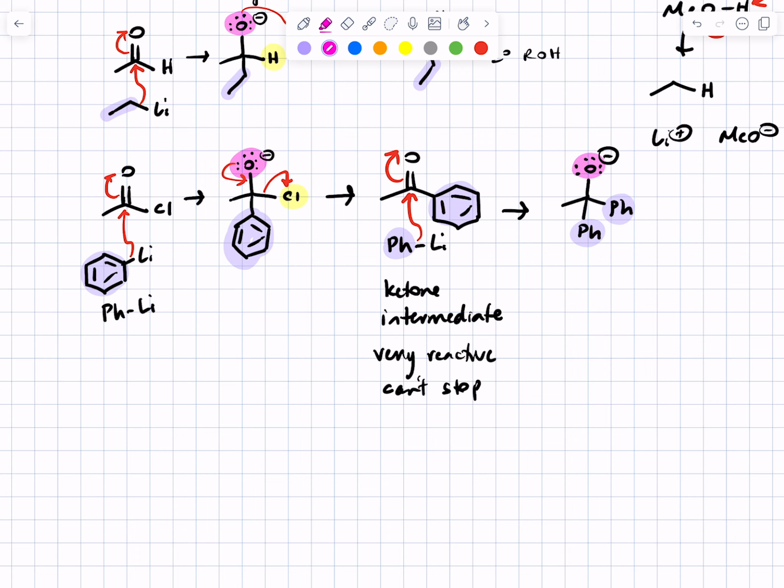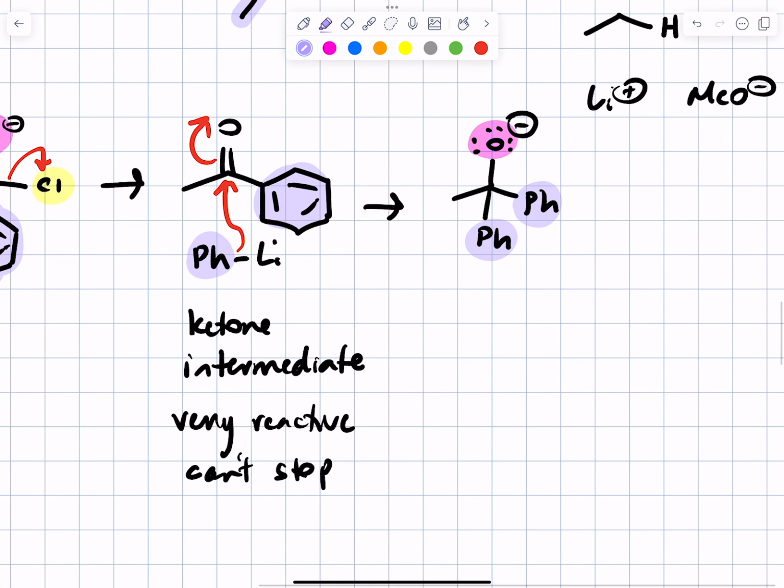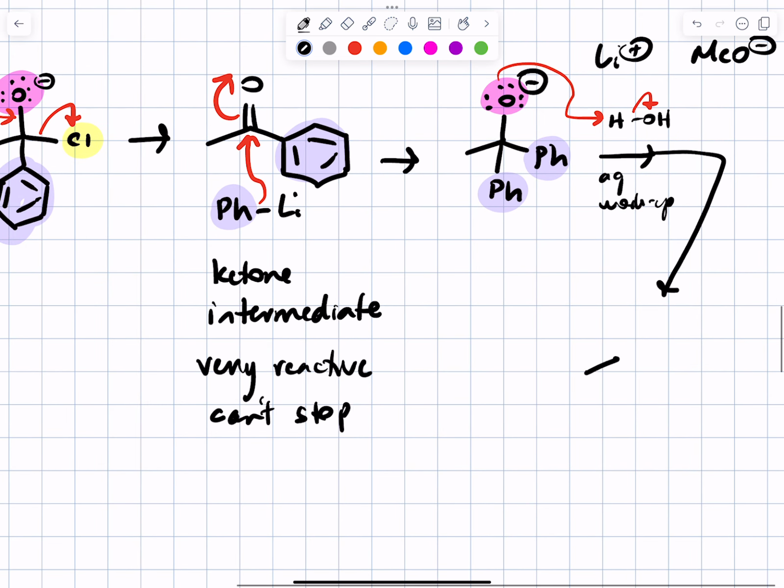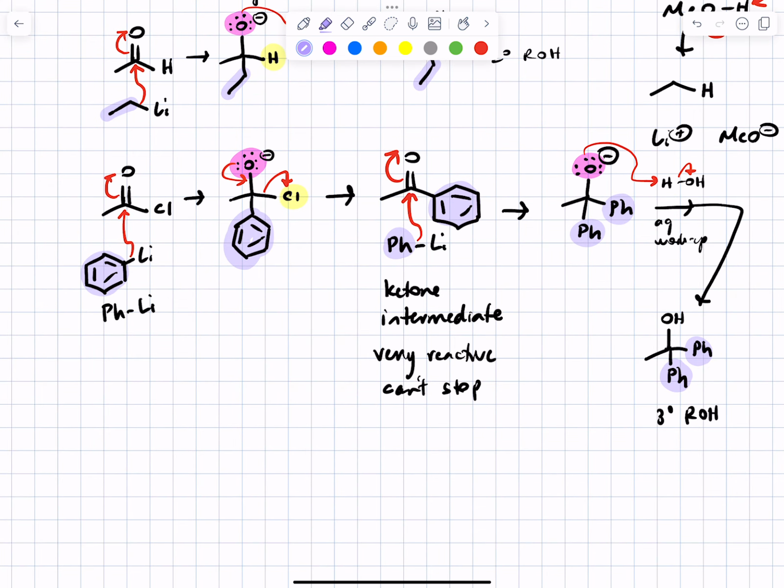I have a negatively charged oxygen, but no good leaving group, so I'm stuck until aqueous workup, whereupon what used to be the carbonyl oxygen removes a proton from water, and we end up with this tertiary alcohol product, in which 2 of my organolithium reagents show up attached to what used to be the carbonyl carbon.